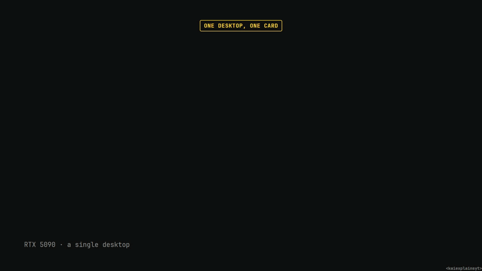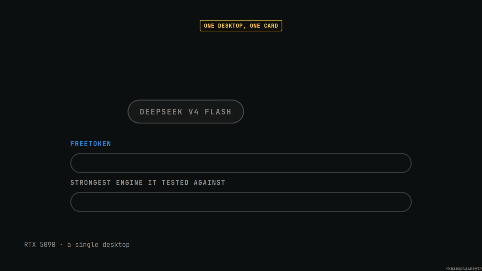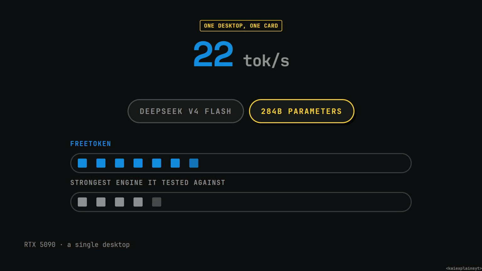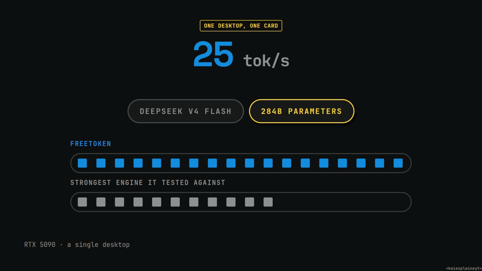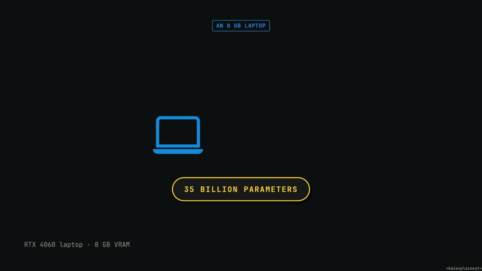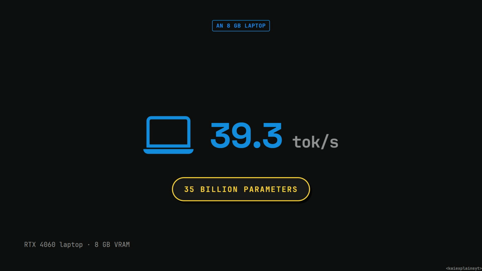On a single RTX 5090 desktop, DeepSeek V4 Flash at 284 billion parameters generates 22 to 25 tokens per second, which the paper puts at 1.5 to 1.9 times the strongest engine it tested against. On an 8GB RTX 4060 laptop, a 35 billion parameter model runs at 39.3 tokens per second.